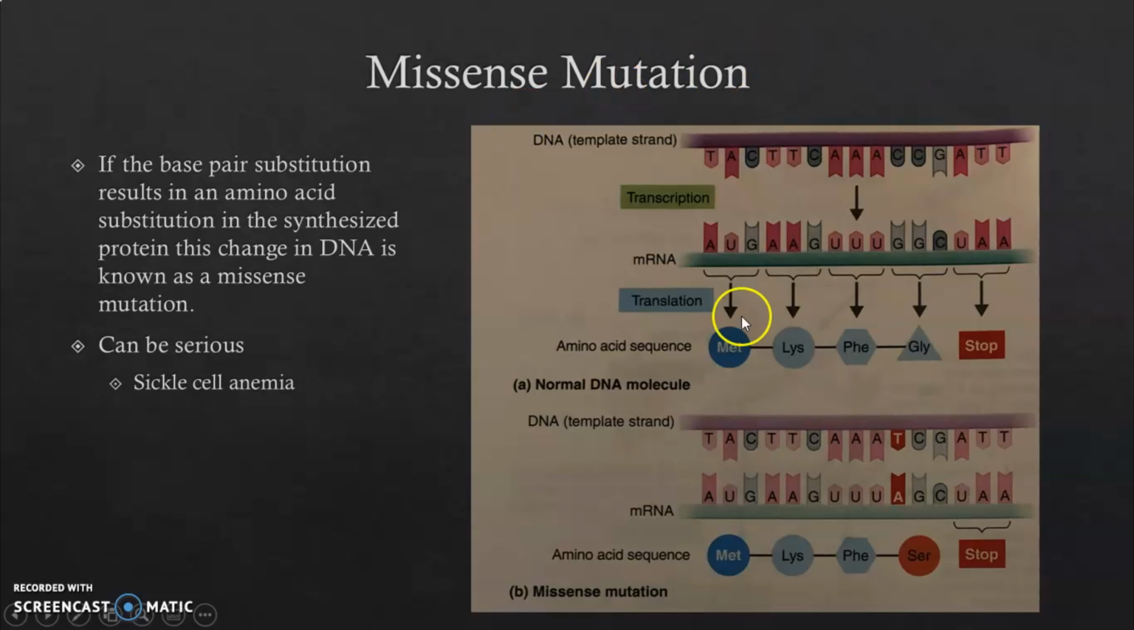So here we have the original DNA template strand, and here's the protein and the amino acid sequence. It gets translated, here's the transcription, here's the mRNA. Now, here's the missense mutation. The DNA template strand right here is where things change. What happens is, instead of the glycine, it becomes a serine in the amino acid sequence. So the amino acid changed, and it just changes what happens completely. And like I said, these can be serious.